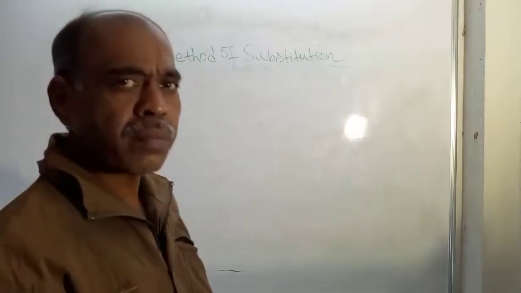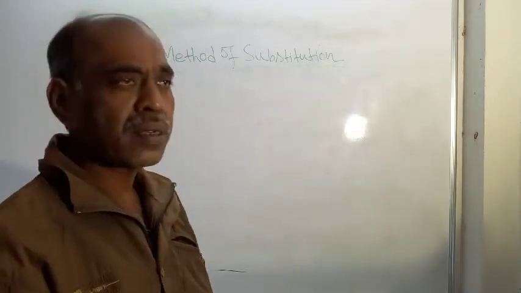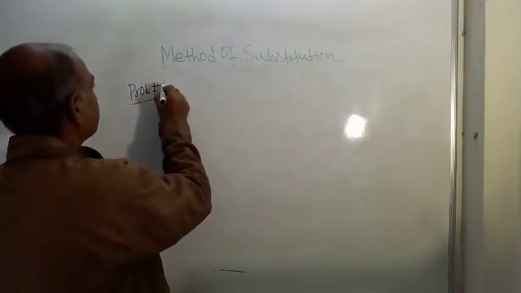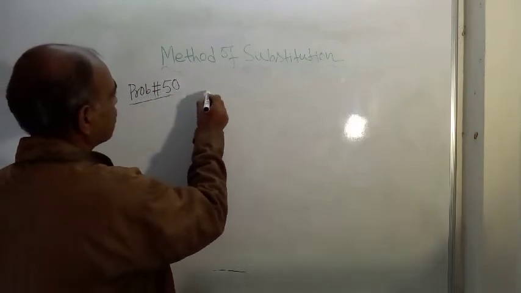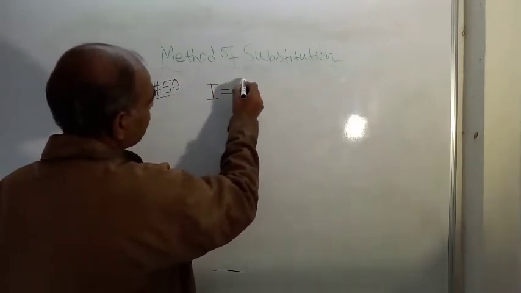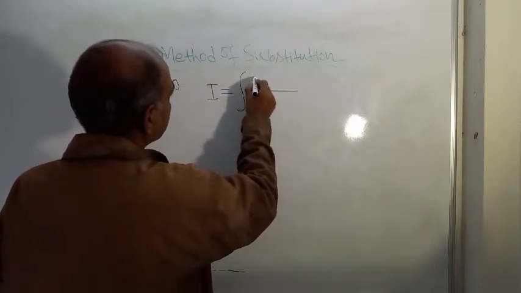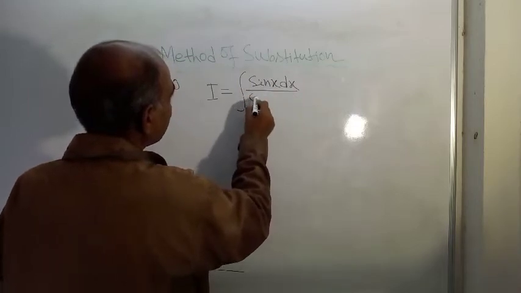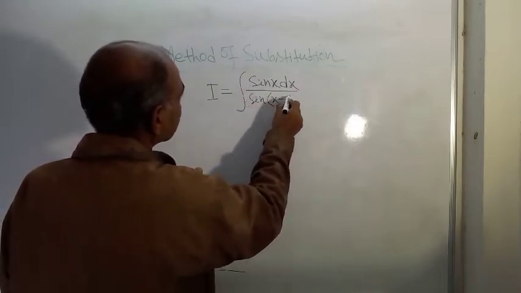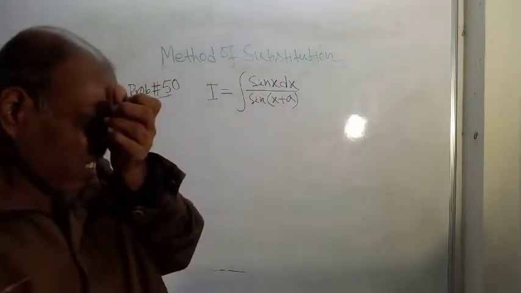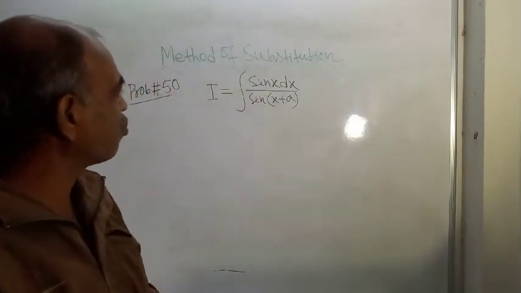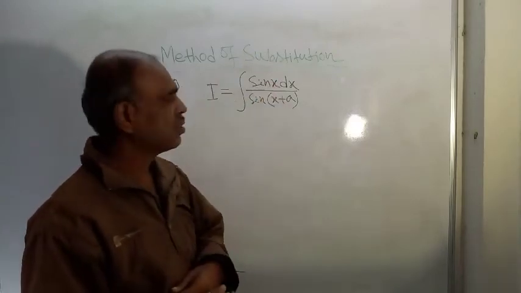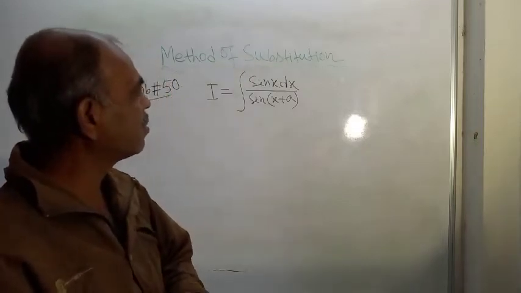This is problem number 50 from the same chapter, that is, integration by the method of substitution. Problem number 50: the integral I equals the integral of sin x dx divided by sin(x plus a). We can see that here the angle is x plus a and here the angle is x. So that's why there is a need for substitution.